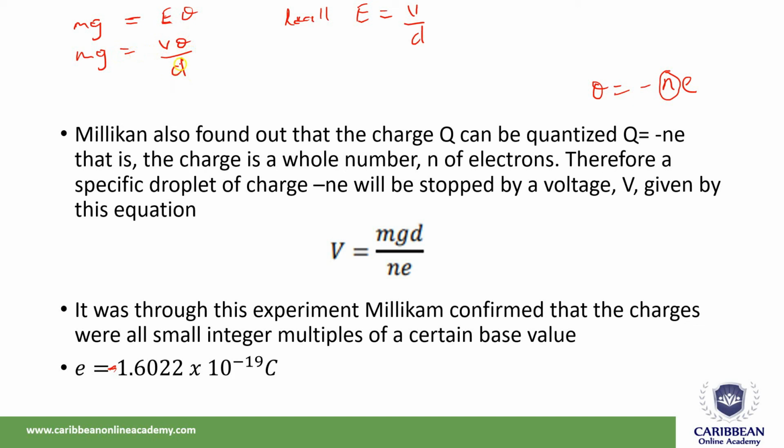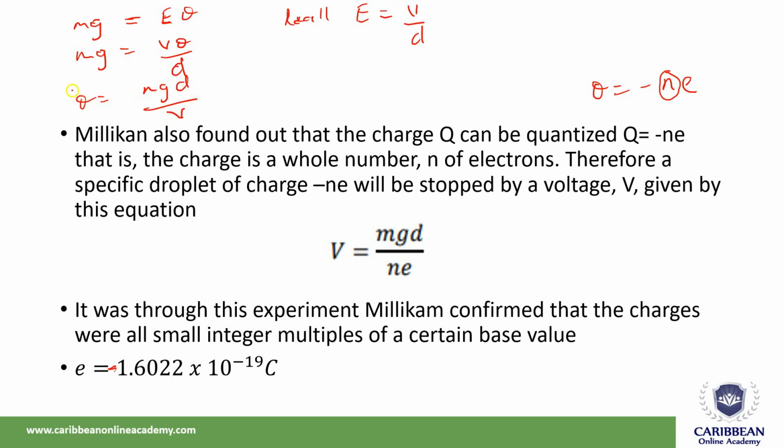All right. Now, with that being said, we can do two things. Before we go there though, from this we could pretty much find Q. By just rewriting this, Q would be equal to mg times D divided by V.